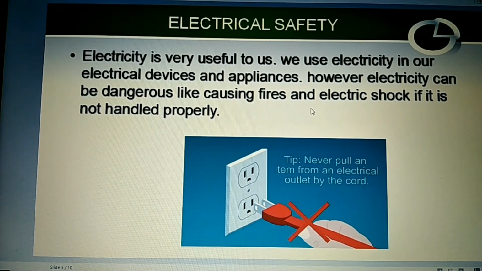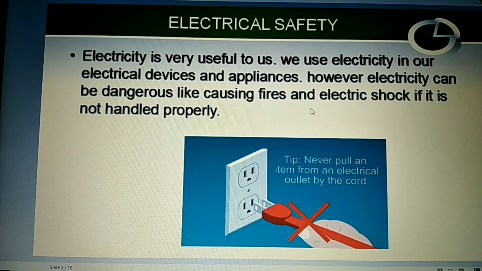Electricity is very useful for us. We use it in so many things, to power our ACs, computer games, our television, and all electrical appliances. So electricity is very useful for us.